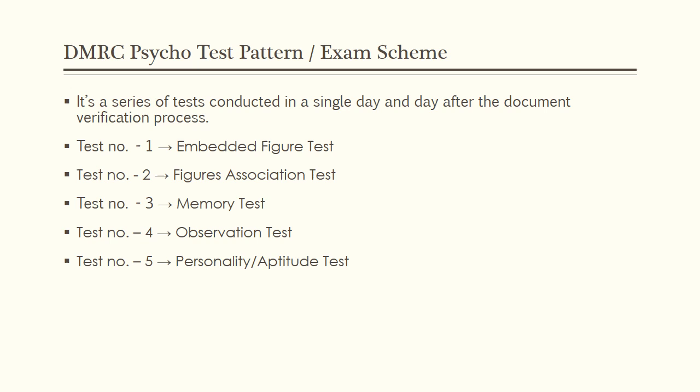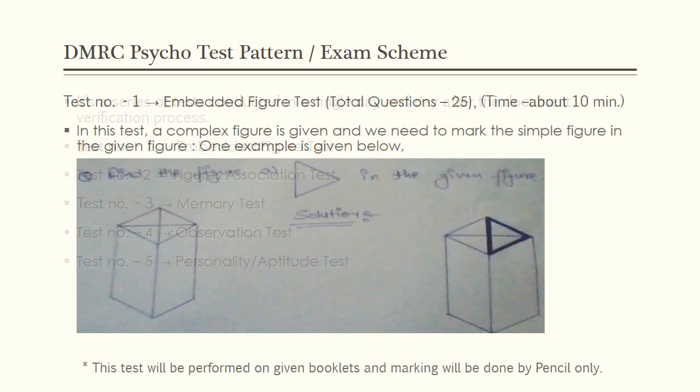You can see test number 1 is the embedded figure test, number 2 is the figure association test, number 3 is the memory test, number 4 is the observation test, number 5 is the personality or aptitude test. In test number 1, the embedded figure test, a complex figure is given and we need to mark the simple figure in the given figure.